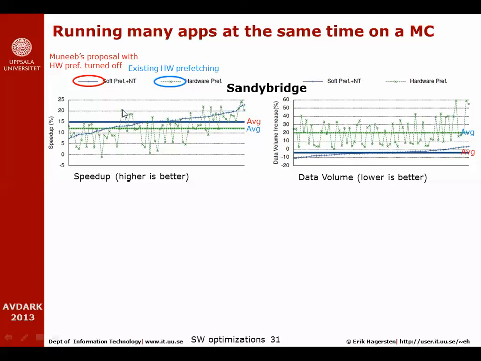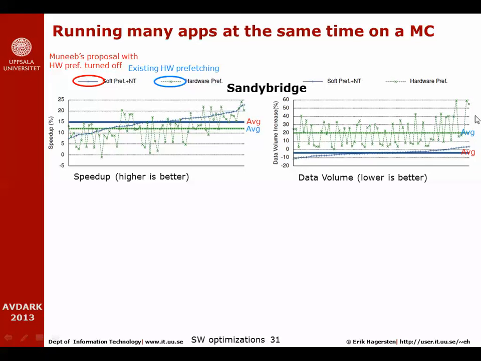There are situations where we do worse, a few of these mixes, but on average we do substantially better than if you only use hardware prefetching. And once more, in Muneeb's case, we turn off hardware prefetching and just use his inserted prefetches. On the right-hand side, you see the data volume in these situations where we have application mixes, and here you can see that consistently Sandy Bridge uses much higher volume.